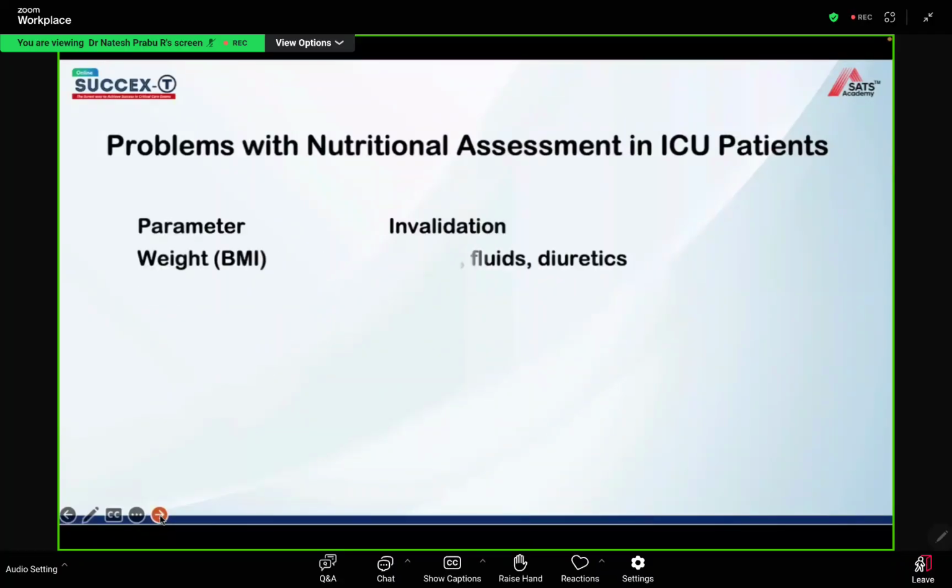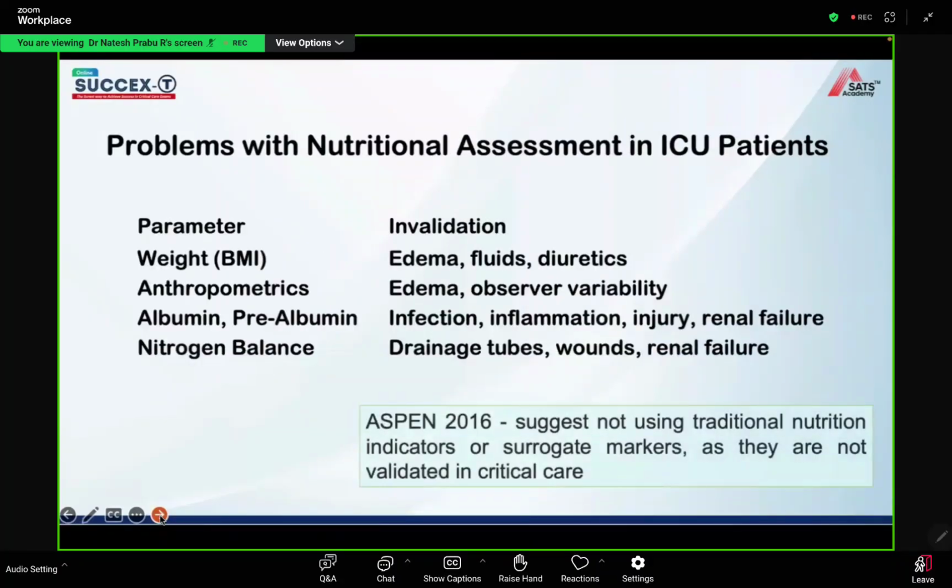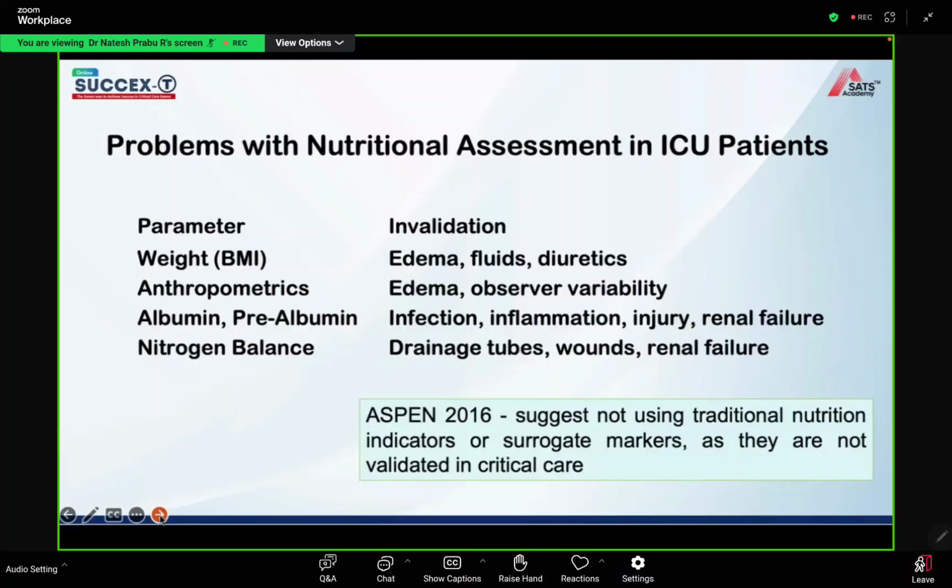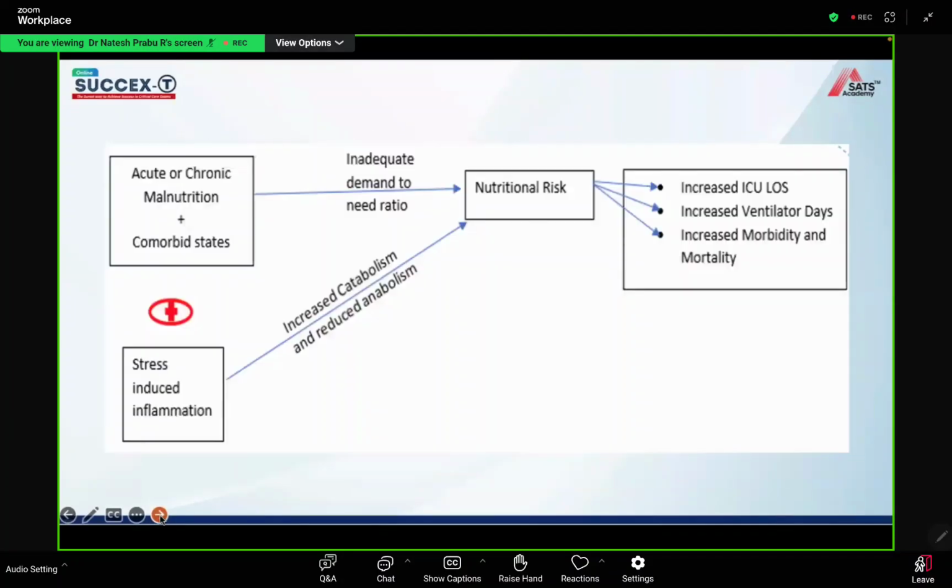So what are the problems we can see in assessment of nutrition in ICU patients? There are varied parameters, and in critically ill patients we find them having edema, fluids, use of diuretics. The confounding factors are infection, inflammation, injury. So these things usually create a problem in assessment of nutrition. The ASPEN guidelines suggest not using traditional nutrition indicators, as they are not validated in critical care patients.